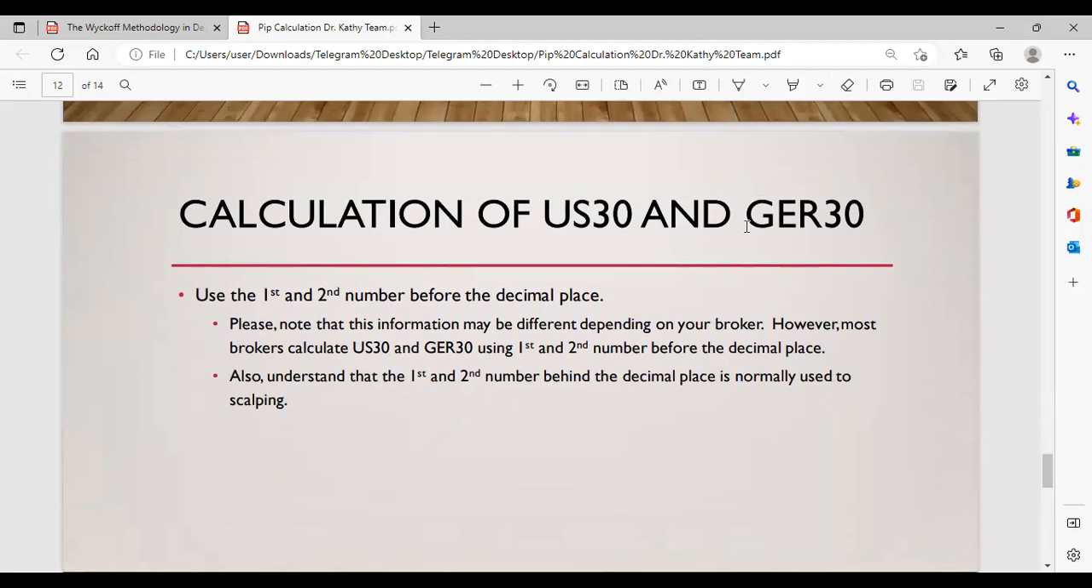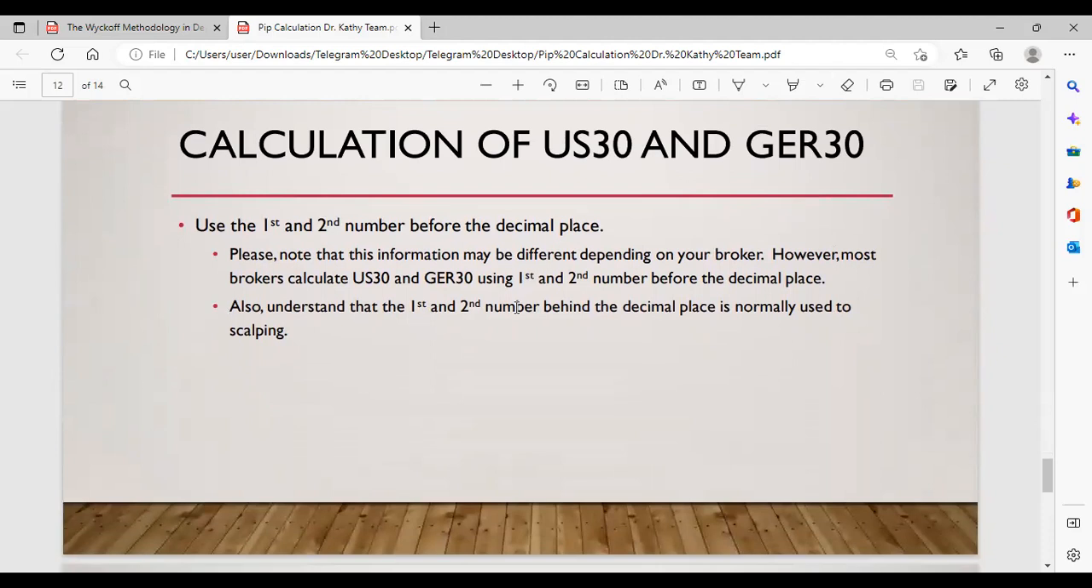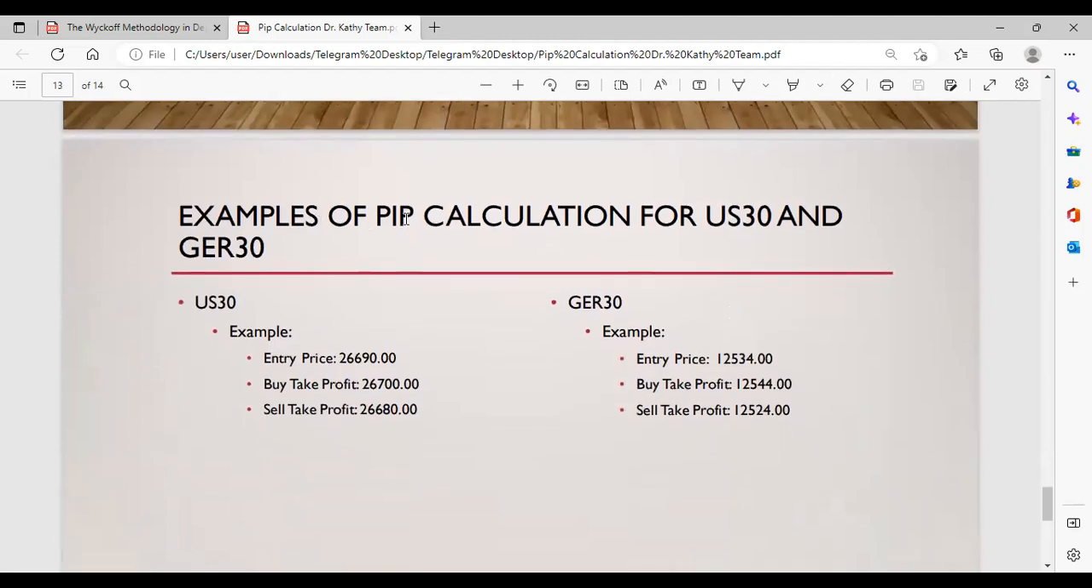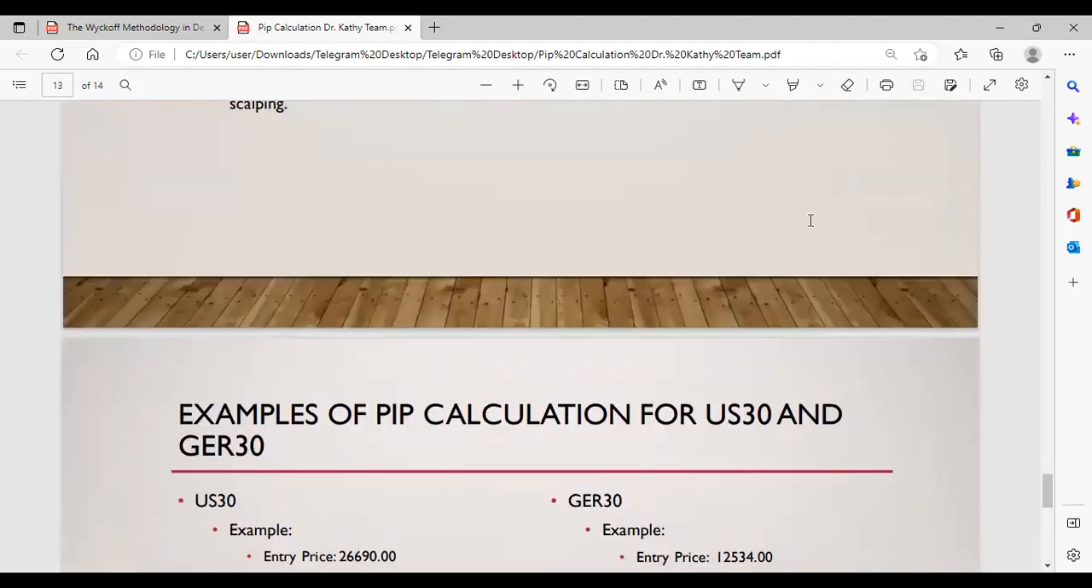Calculation of US 30 and German 30, right? So be aware of these. Some pairs have different calculations. So please note that the information may be different depending on your broker, right? However, most brokers calculate US 30 and German 30 using the first and second number before the decimal place. Also understand the first and the second number behind the decimal place is normally used for scalping, right? Example of pip calculation for US 30 and German 30.